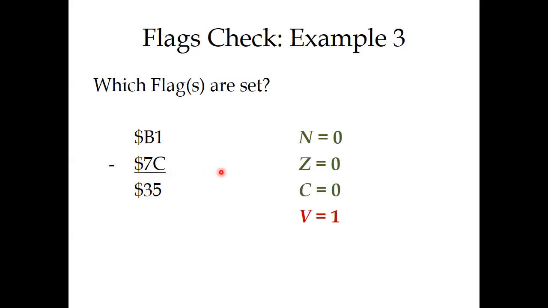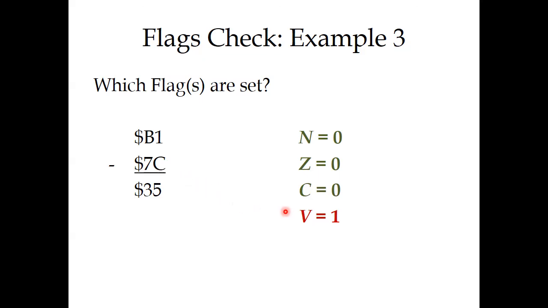Now, first of all, the negative flag is 0. It's not set, because 35 is positive. The zero flag is not set either because 35 is not 0. The C flag is not set because this was a subtraction and you did not have to borrow anything. In case of subtraction, a lot of times you have to borrow from outside when the first number, the minuend, is lower than the second number.